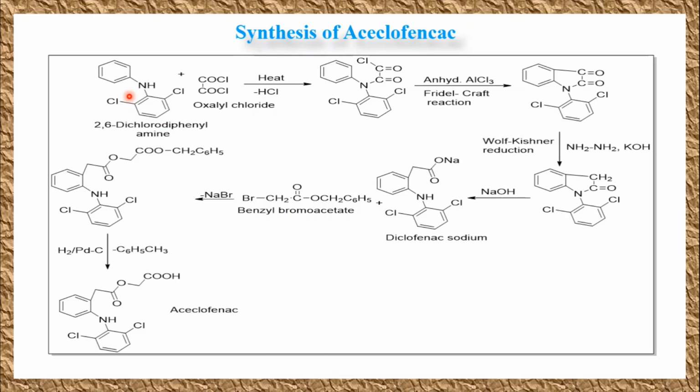The 2,6-dichlorodiphenylamine is condensed with oxalyl chloride, and you get this condensed product. Then the next step is an intramolecular Friedel-Crafts acylation reaction, and you get this acylated product. This compound is called an isatin derivative.